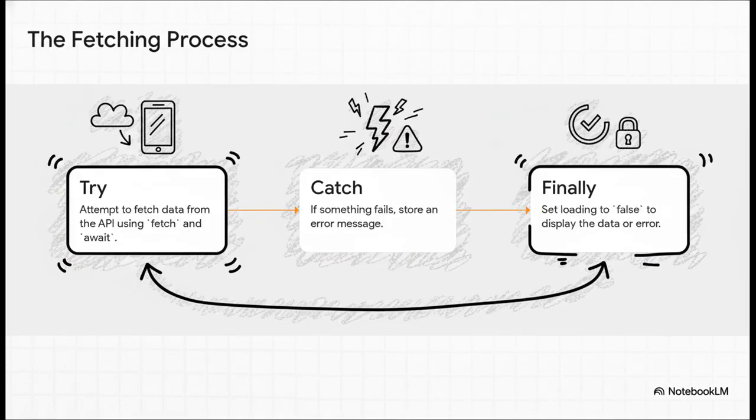Now, the real heart of our logic is built around this beautiful try, catch, finally block. It's such a clean way to handle things. We try to fetch the data. If that goes wrong for any reason, we catch the error and deal with it. And then, no matter what happens, success or failure, we finally make sure to turn off that loading spinner. It's a simple pattern, but it is incredibly robust.